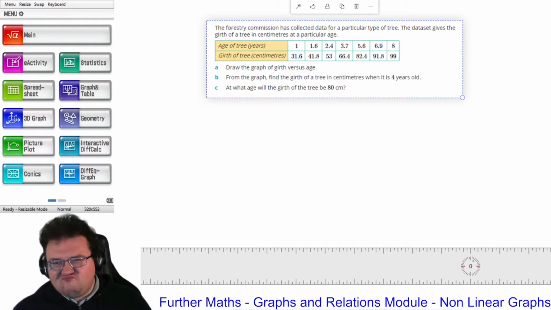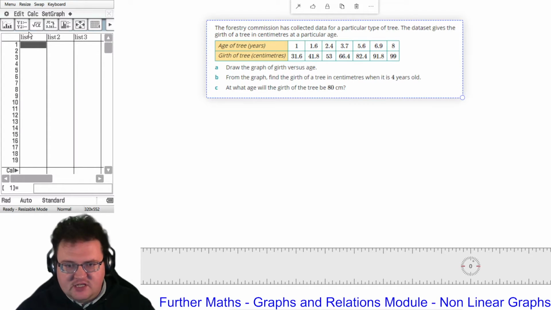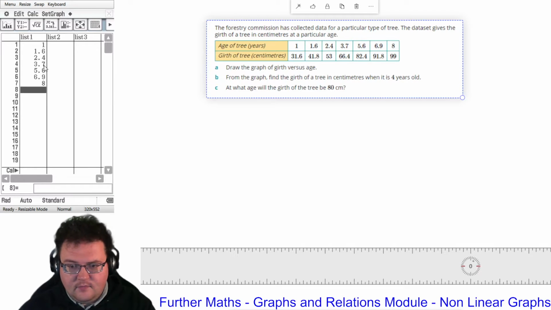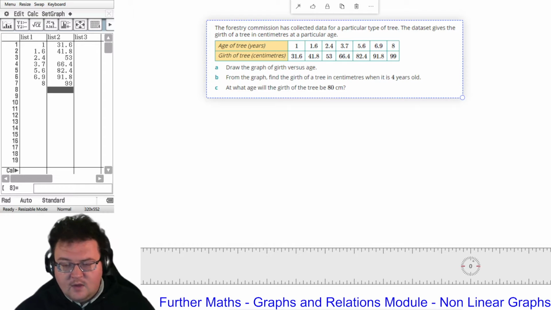All right, so we can't really draw a graph exactly, but what we can do, especially using our CAS, is we can actually use our friend statistics, enter all the top values in list 1, enter in the centimeters that we have in list 2, and then I can draw it as a scatter plot.